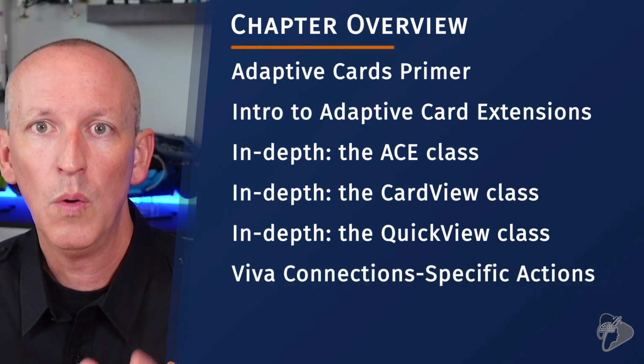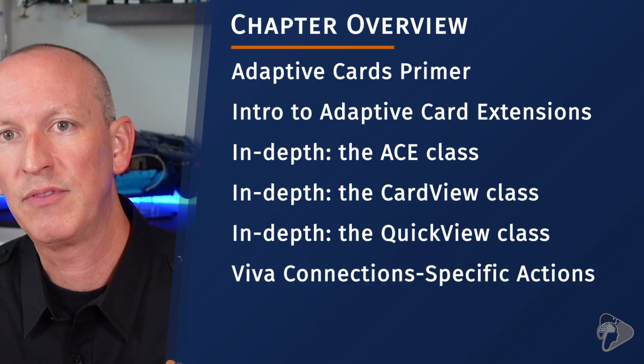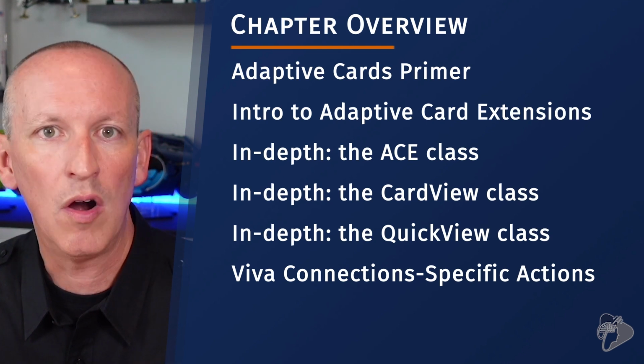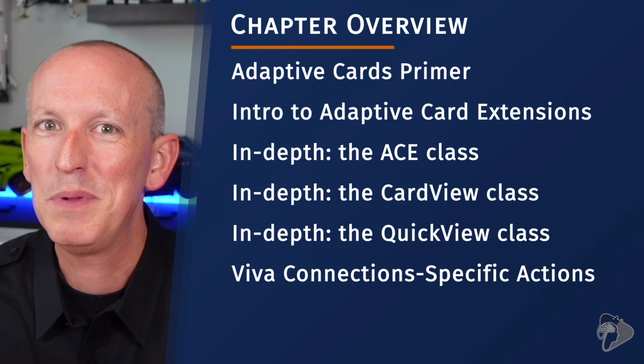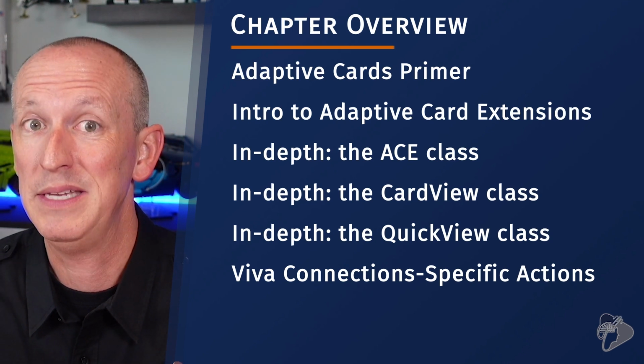And finally, we'll look at the Viva-specific adaptive card actions. These actions aren't part of the core adaptive card schema, but they're important enough that you should be aware of them when building custom ACEs.